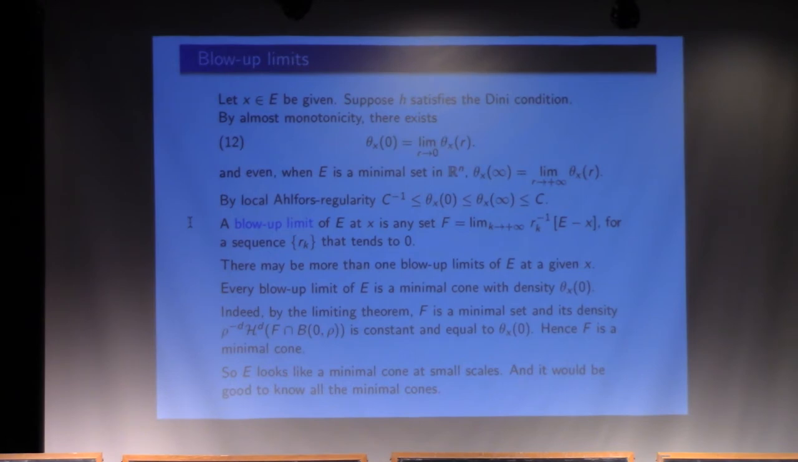Okay? Those things exist because, again, we took the notion of convergence sufficiently weak to be sure that we would have blow-up limits.